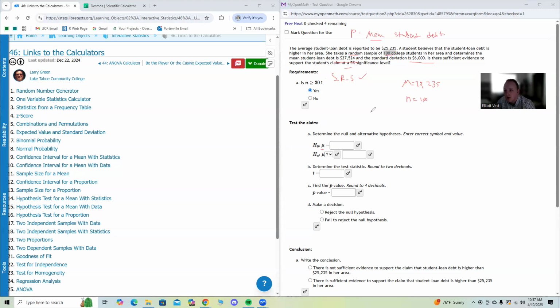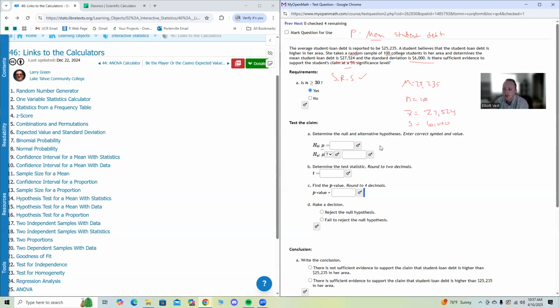And now we have other data as well. Let's just write what that data is. x bar, the sample mean, is 27,524. Our sample standard deviation is 6,000 here. Now let's go to testing the claim. We've done P, we've done R requirements. Now we're testing.